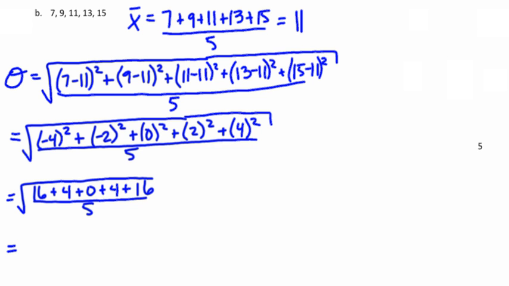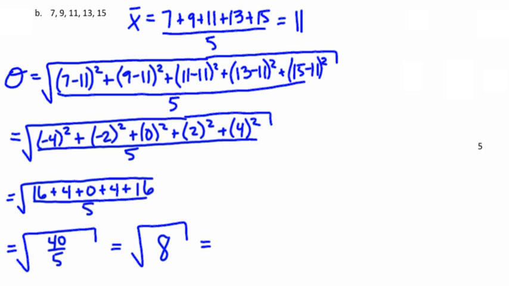Simplifies down to 40 divided by 5, which is the square root of 8, which is 2.83 as our final answer.